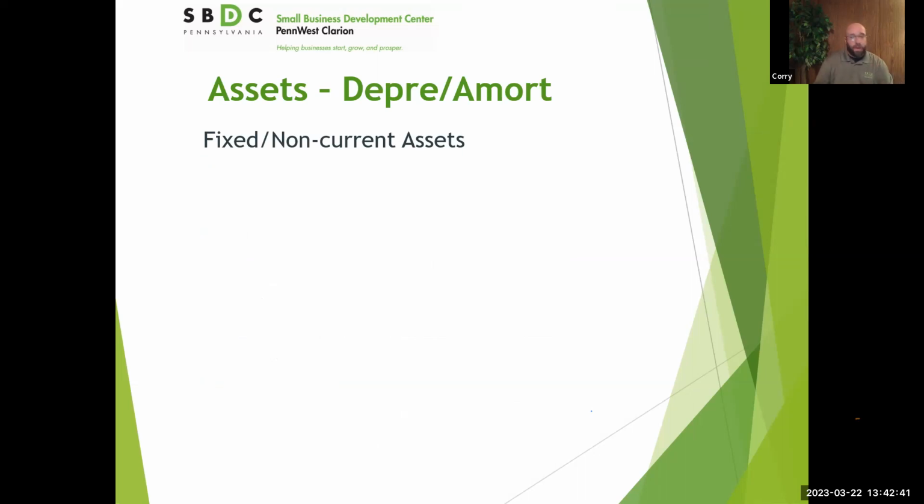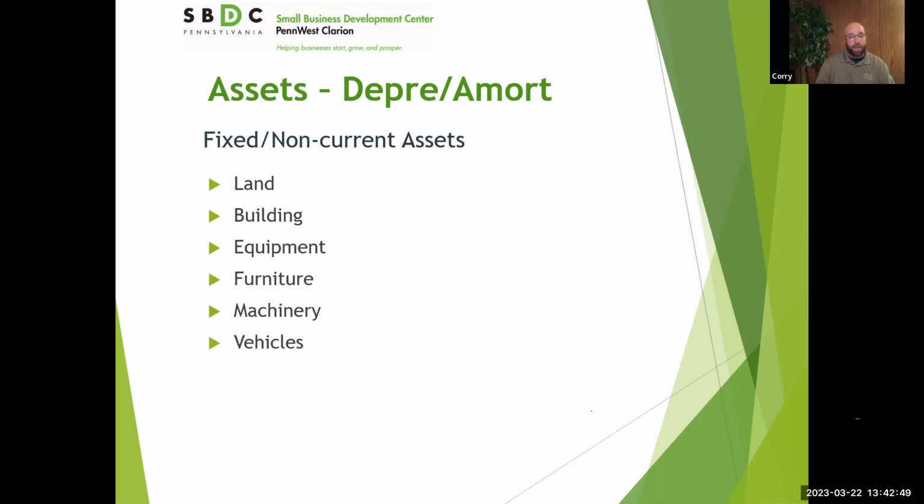And the fixed assets and non-current assets, we talked about some of those already: land, building, equipment, furniture, and so forth, as you'll see down through here. Now, land does not get depreciated. Land is a fixed asset, but it's assumed that it's going to increase in value over time. So it's not something that's going to be depreciated, although it can still be on this screen because it is a fixed asset or a non-current asset.